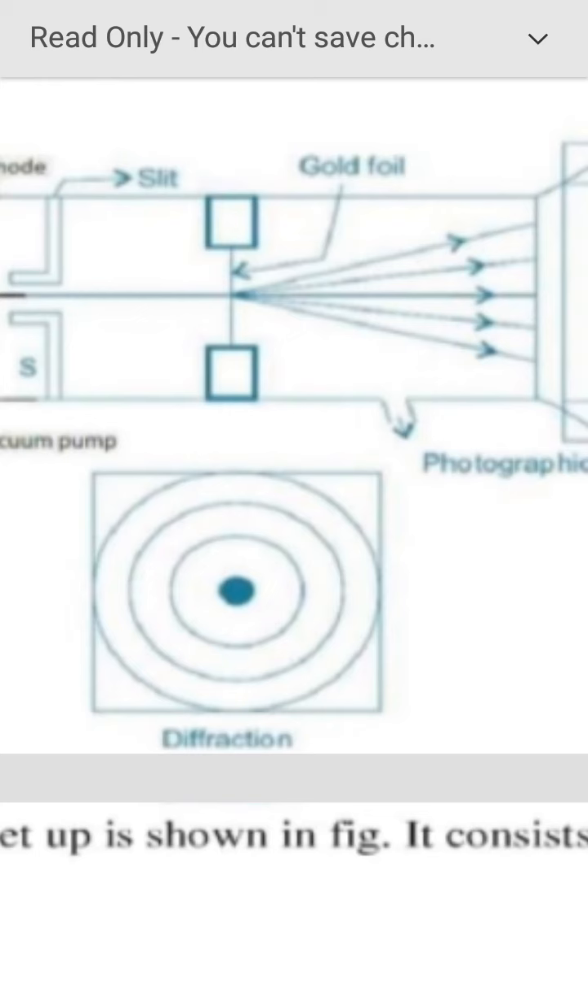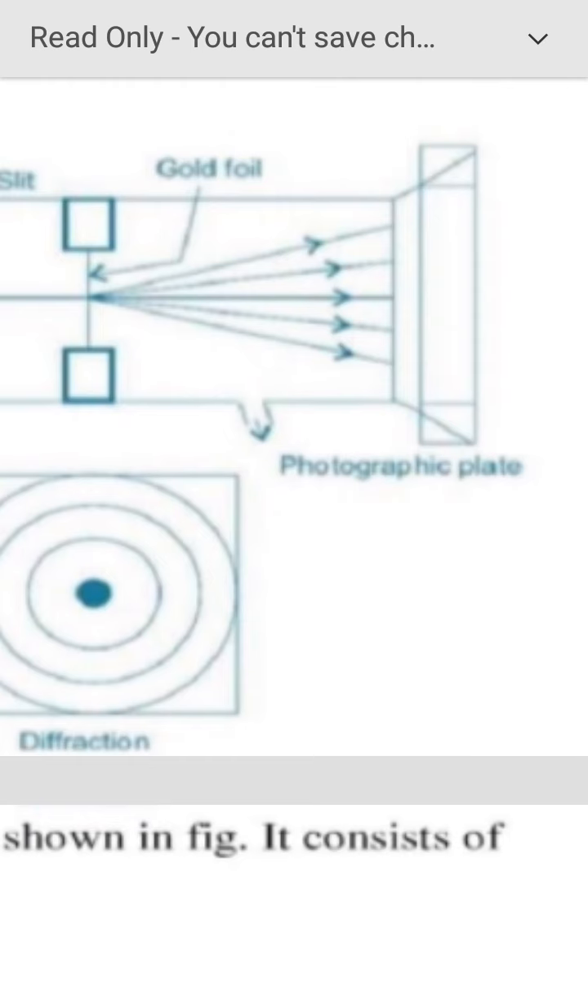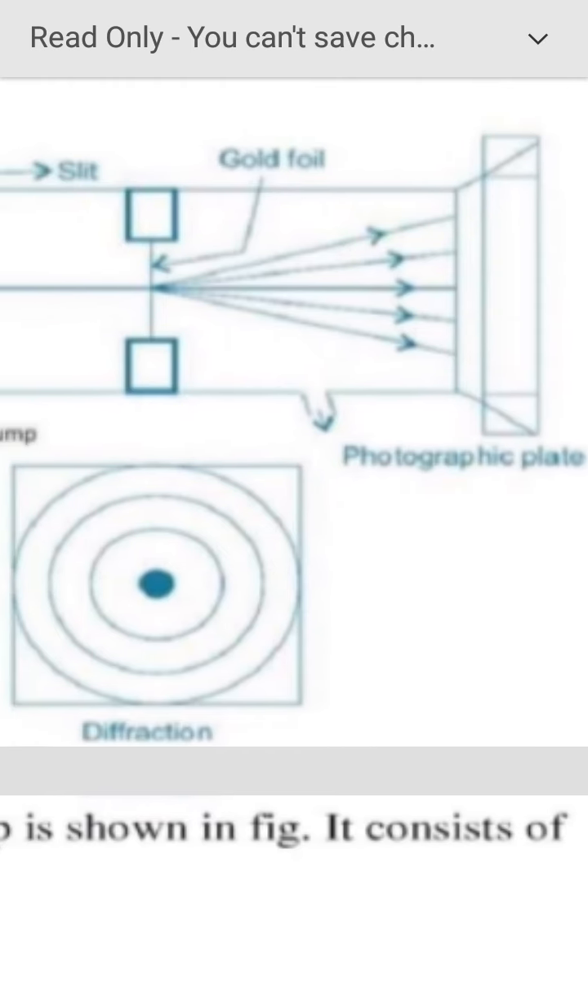The thickness of the gold foil is of the order of 10 to the power of minus 8 centimeters, and after passing through the gold foil, the diffracted beam is obtained on a photographic plate.